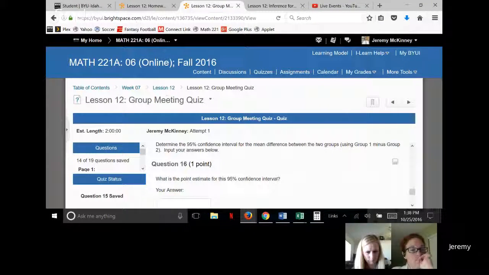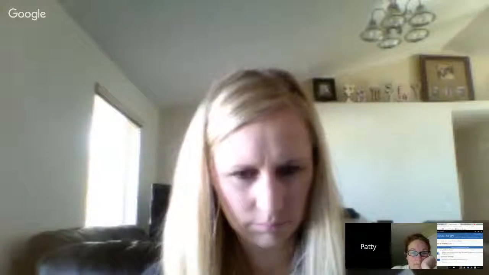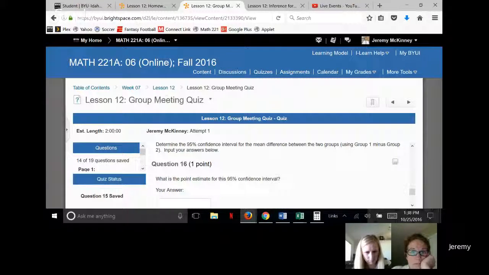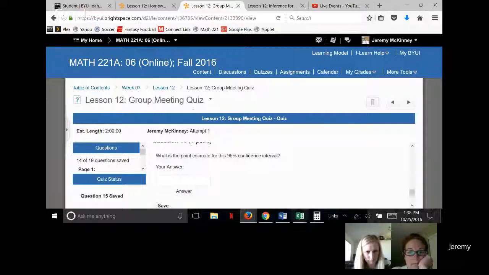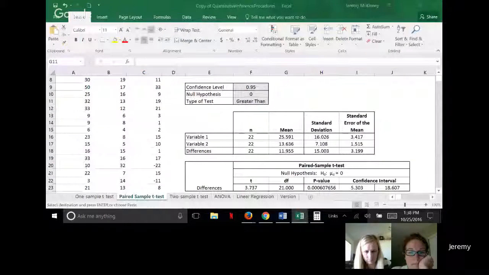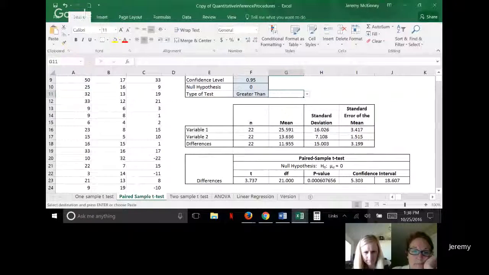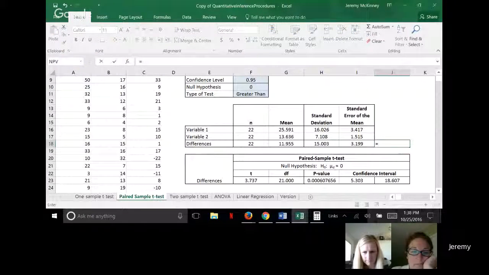Okay, so determine the 95% confidence interval for the mean difference between the two groups, group 1 minus group 2. So what is the point estimate? The point estimate is right smack dab in the middle of your confidence interval. So you would take this minus this, divided by 2, right? Mm-hmm.